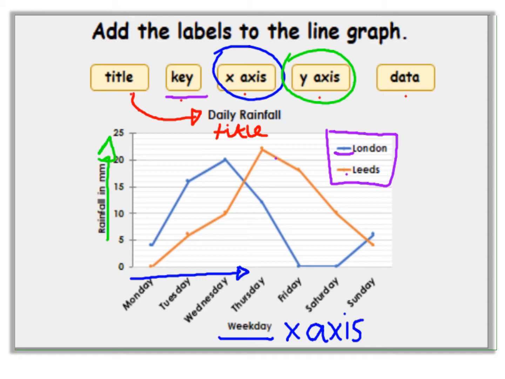And so lastly, data. So that is what you're trying to show. So you can't have a graph without any data. Otherwise it would be a blank graph. So your data is the middle bit. So well done for those labels correct.